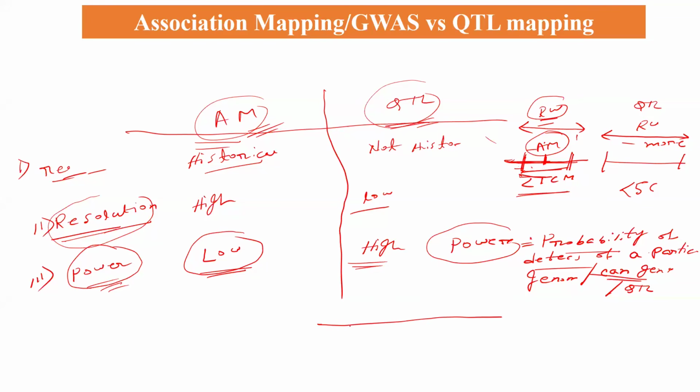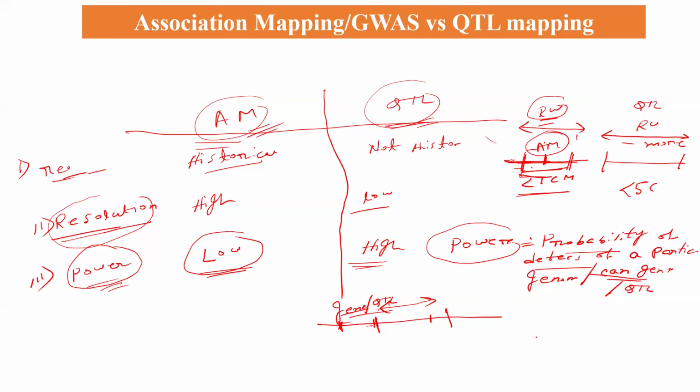So if the gene or the QTL is present here and recombination is high, and the marker is present here and the recombination window is here, and the gene or QTL is present here, then the probability of detection will be low in association mapping. But if the marker is present here, it can identify.